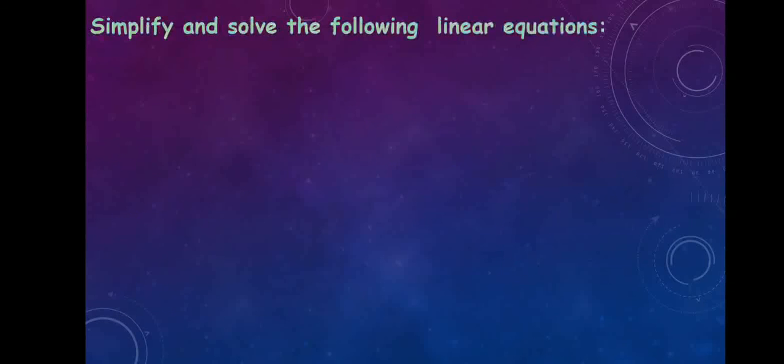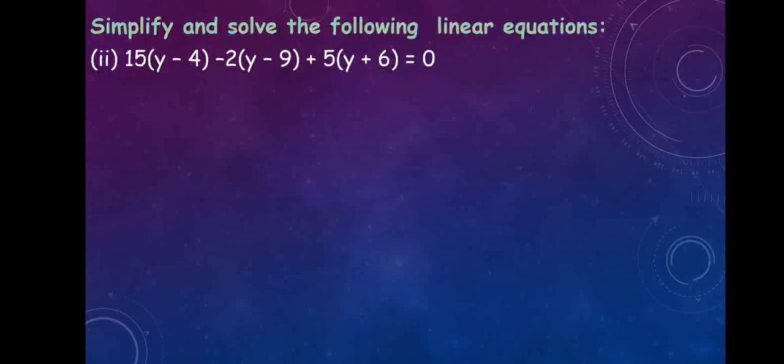Simplify and solve the following linear equations. 15 into (y minus 4) minus 2 into (y minus 9) plus 5 into (y plus 6) equal to 0. Okay, here you have to apply the distributive property three times. It's not a big deal.